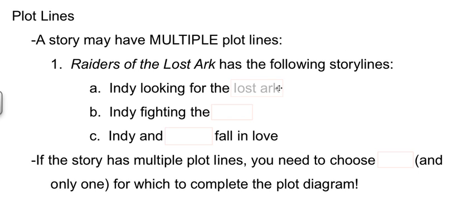The first storyline is Indy looking for the Lost Ark. The Lost Ark is the Ark of the Covenant where Moses put the 10 Commandments when he came down off the mountain. It's a religious artifact, got a lot of significance and supposedly a lot of power. The second plot line is Indy fighting the Nazis. The Nazis are also looking for the Lost Ark. So this is a race to see who can find it first. The third plot line is, of course, a love story where Indy falls in love with Marion.